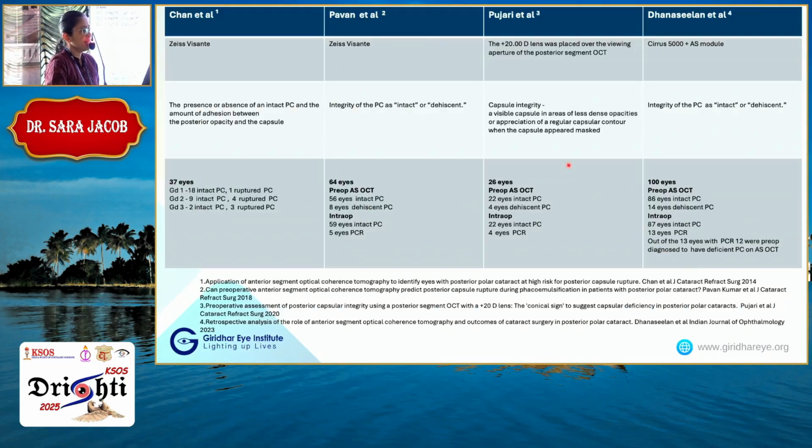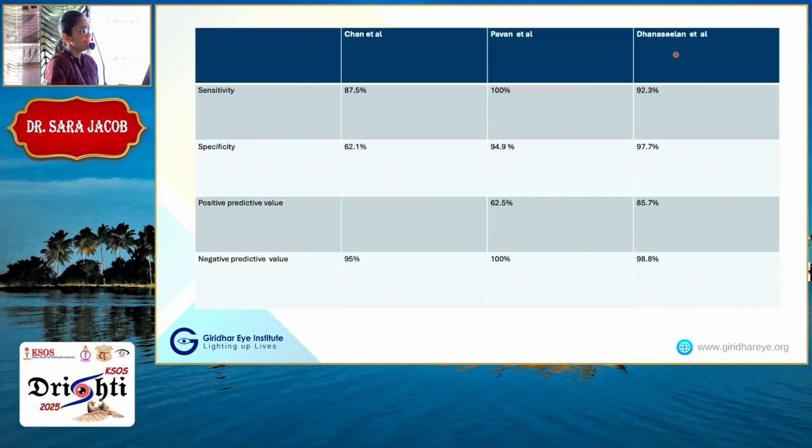These are the major studies which have looked into ASOCT and posterior polar cataract: by Chan et al. using the Visante machine, by Pavan et al. using the Visante machine. Pujari made an innovation, that is, he attached a 20D lens over the aperture of the usual posterior segment OCT. And Dhanashilan used the Cirrus 5000 with an ASOCT module. So we can see the sensitivity and predictive values of each of these studies, and we can see that it is a high number.